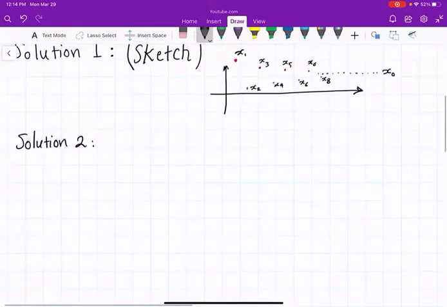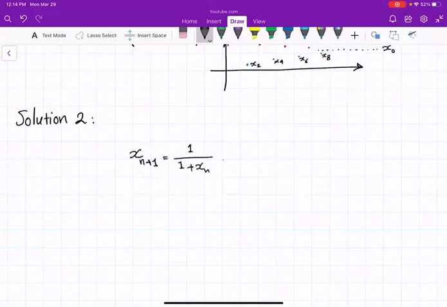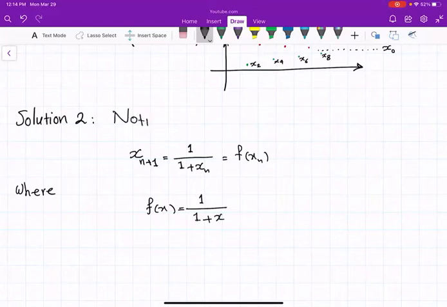So what is the idea behind solution number 2? The idea is that the sequence I have, where x_{n+1} is given by 1/(1 + x_n), is equal to f of x_n, where f(x) = 1/(1 + x). Okay, so notice that we have this.